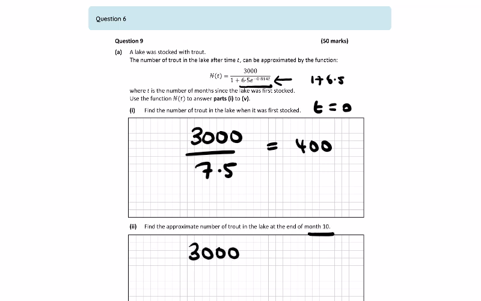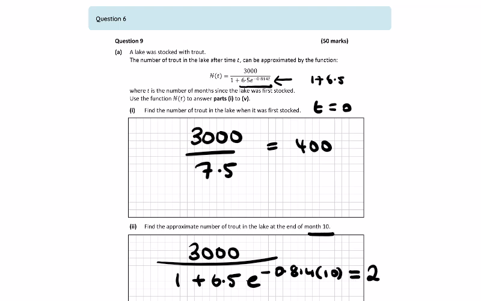t is equal to 10, 3,000 divided by 1 plus 6.5 e to the power of minus 8.14. You could just move the decimal if you wanted. Or if you keep it really simple, don't change anything, just in case you make a mistake: minus 0.814 by 10. This will give 2994, correct to the nearest trout.